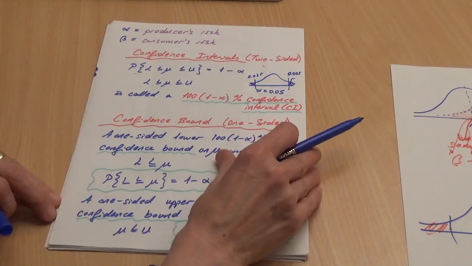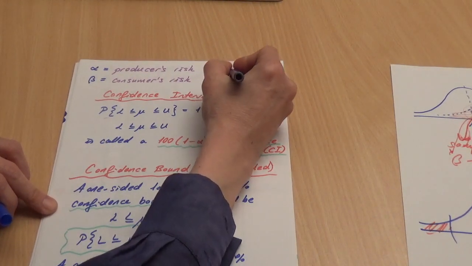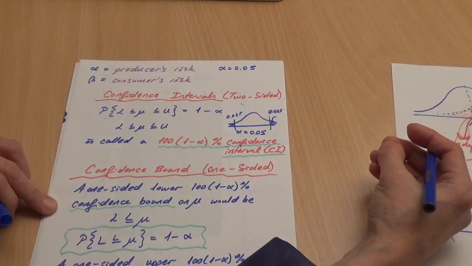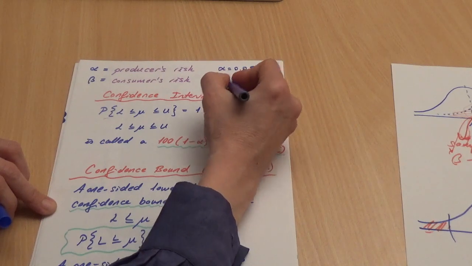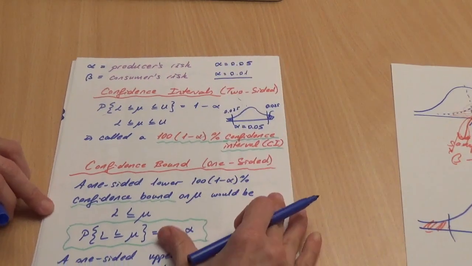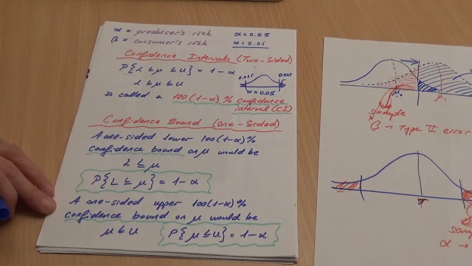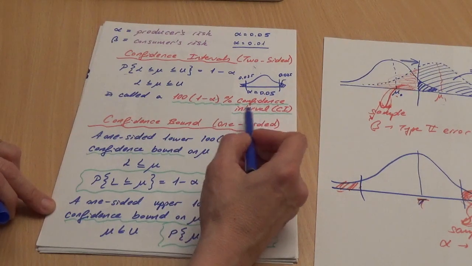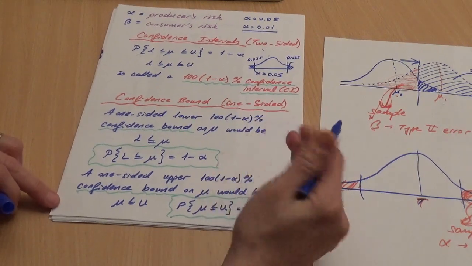Now, what are the values an alpha can take? Generally, alpha is 0.05, but if you're producing a very important thing like medicine, this can be lowered to 0.01 because it's very important for consumers' health. So you may want a 99% confidence interval. It changes according to the consumer and the producer's risk.